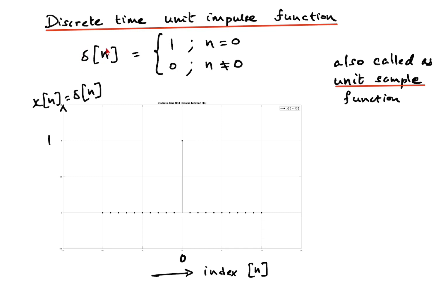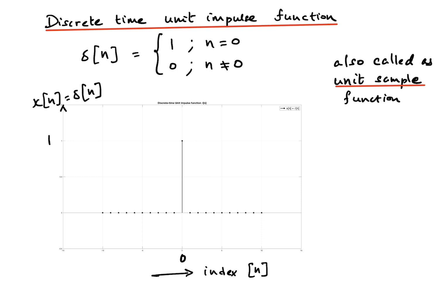In discrete time, we write it as delta of n, and obviously for discrete time, n takes on only integer values. The unit impulse function is also called a unit sample function. So when you say unit impulse or unit sample, it means the same thing, and very often we will use these terms interchangeably. It's an important type of signal that will be used very extensively in this course, so have a clear understanding of this. The impulse function is defined only when the index is equal to 0, and for all other values of the index, it takes on a value of 0.